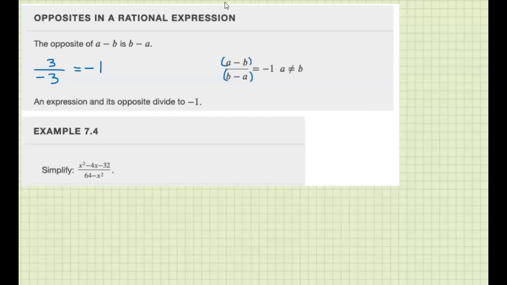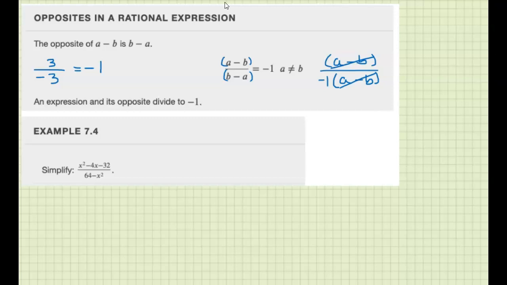Another way you can think about it is, for the bottom, I could factor out a negative 1. So I have a minus b on the top, and on the bottom I'm going to factor out a negative 1, and then I'm going to have a minus b on the bottom. Then it crosses out and you get the negative 1. Okay? So watch out for those.